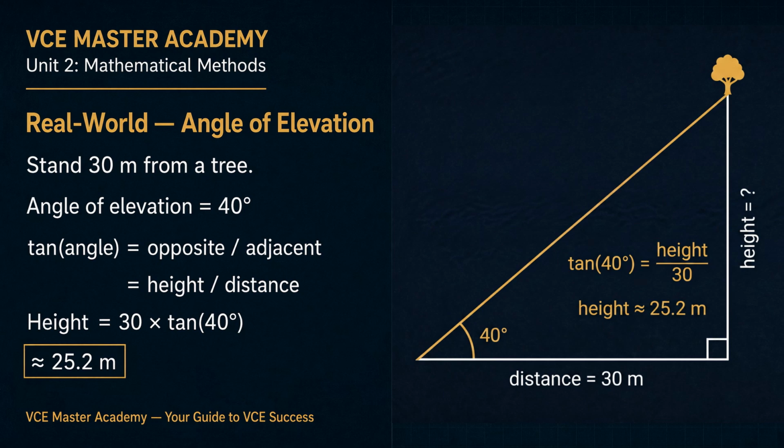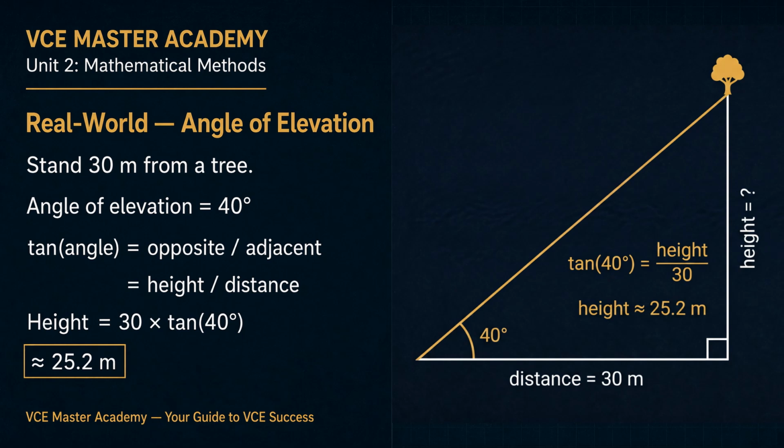Where does tan show up in real life? Everywhere you measure a height or a slope. Say you stand 30 meters from a tall tree and you look up at the top. The angle your eyes make with the ground, the angle of elevation, is 40 degrees. Then the height of the tree is 30 times tan of 40 degrees, which is about 25 meters. That is tan connecting an angle to a height.